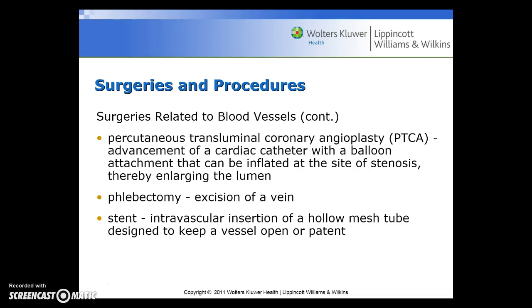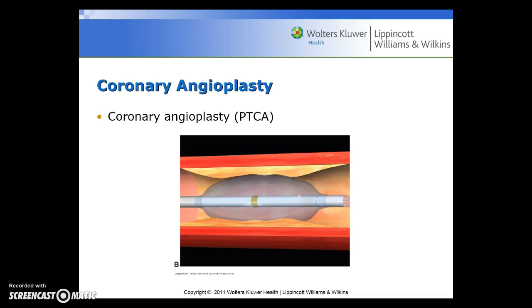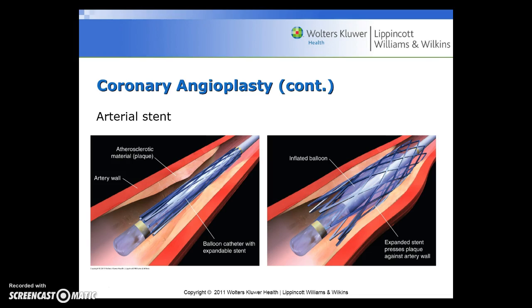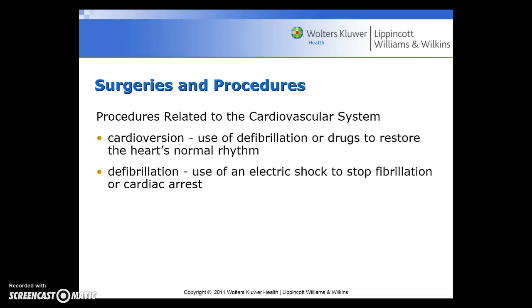PTCA is the percutaneous transluminal coronary angioplasty, and that is the advancement of a cardiac catheter with a balloon attachment that's inflated at the site of the stenosis, enlarging the lumen. A phlebectomy is the incision of a vein. A stent is an intravascular insertion of a hollow mesh tube designed to keep a vessel open or patent. Here's a picture of the coronary angioplasty, the PTCA. An arterial stent, you can see the balloon catheter with the expandable stent, and that's placed against the arterial wall.